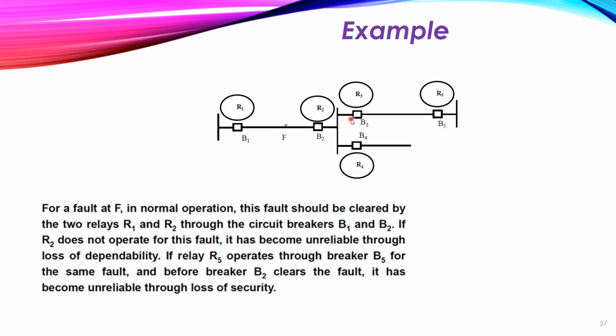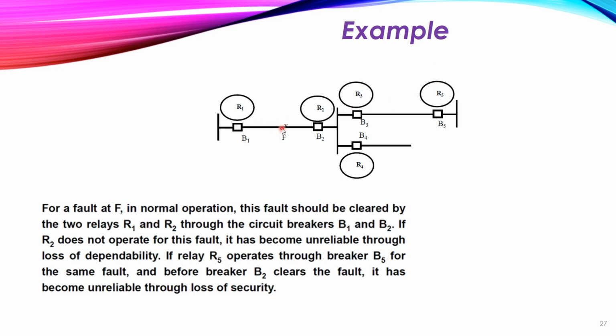So what does this mean? It means that our relay number 5 is unreliable too. Why? Because it lost its security. It becomes unreliable through the loss of security. Why? Because it operated outside of its region as a primary one.